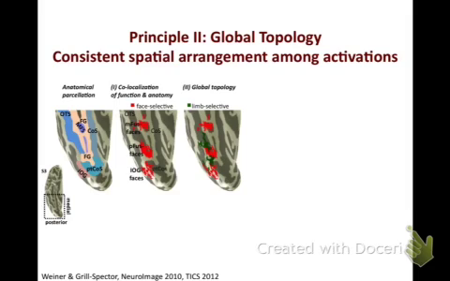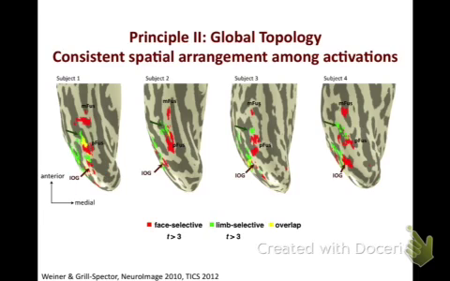And this global topology is not only a feature of the ventral surface, it's a more general principle of organization of face and limb selectivity.